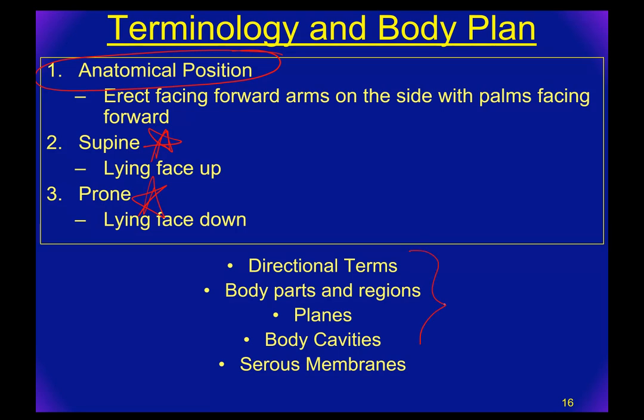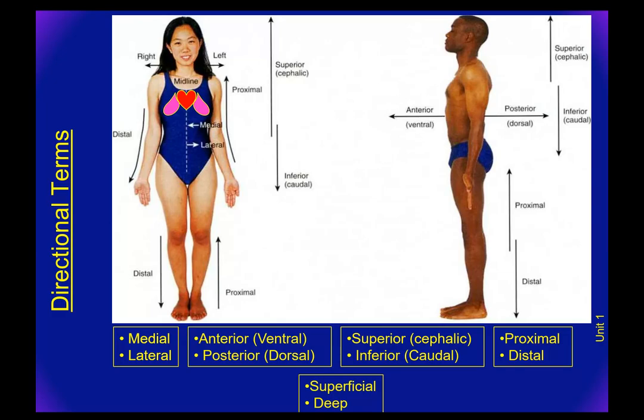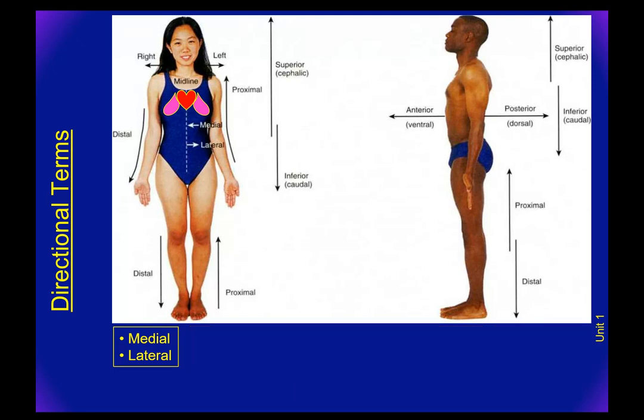Now let's talk directional terms, body parts and regions, planes, body cavities, and serous membranes. So, directional terms always come with an opposite. If there's an up, there's a down. If there's a left, there's a right. If there's an in, there's an out. So they always come in pairs. So let's talk about the first pair, medial and lateral.